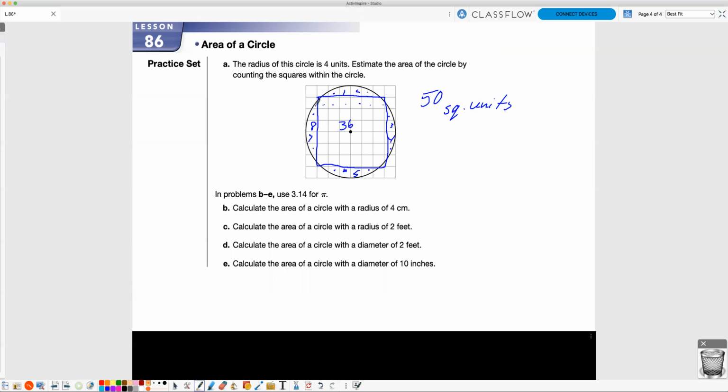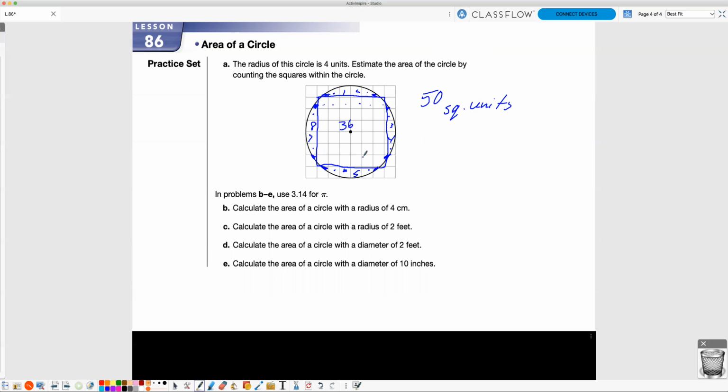And then I have to remember that I've got these little corners right here. Each one of those is about a fourth. So that'd be 49. And then here's another one that's about a fourth, another fourth, and a fourth. So that'd be 50. 50 square units is the estimate of the area by counting the squares within the circle.